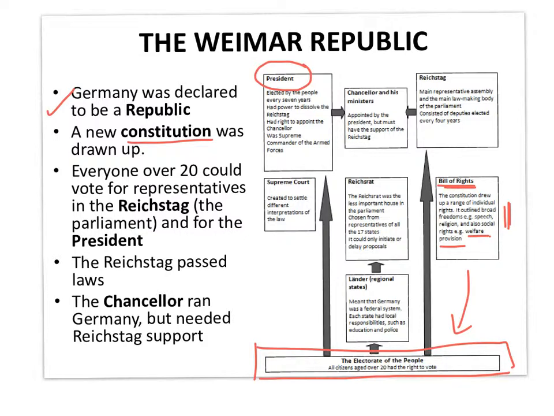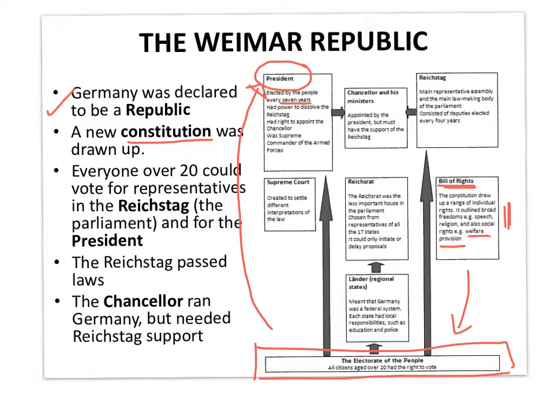Now, what the Constitution said is there was a president, a bit like the old Kaiser, who was the head of state, but unlike the old Kaiser, he did not get his position by birth. He wasn't born into power. He was voted directly by the people, and that happened every 7 years. Okay, so that's the first strand of the Constitution.